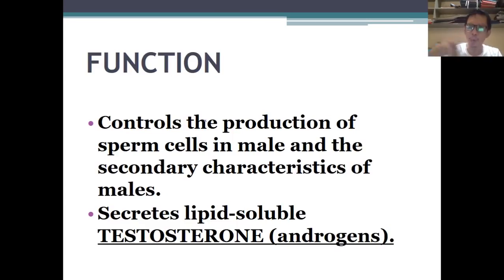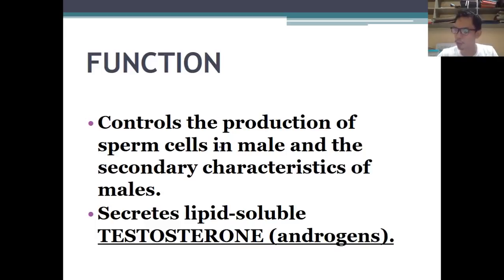Now, what it does is control the sperm cell production and develop the secondary male characteristics. So, what are these secondary male characteristics? They are deepening of voice, hair growth in some genital parts, and muscle development. So those are some secondary characteristics in male.